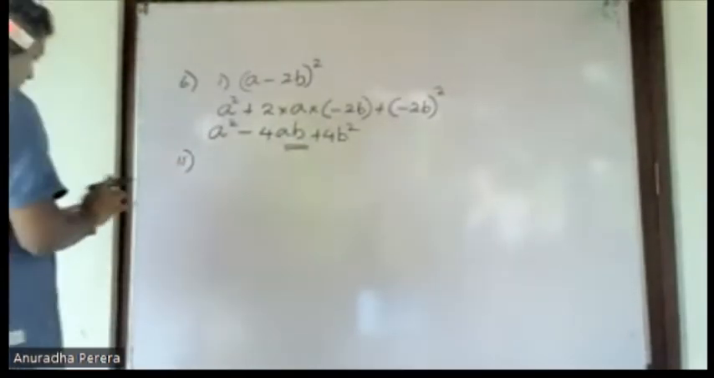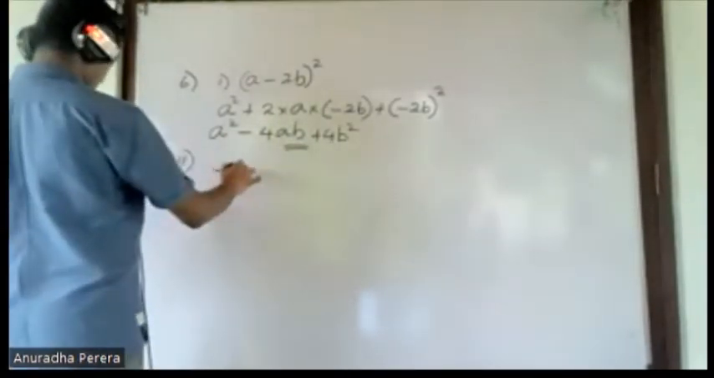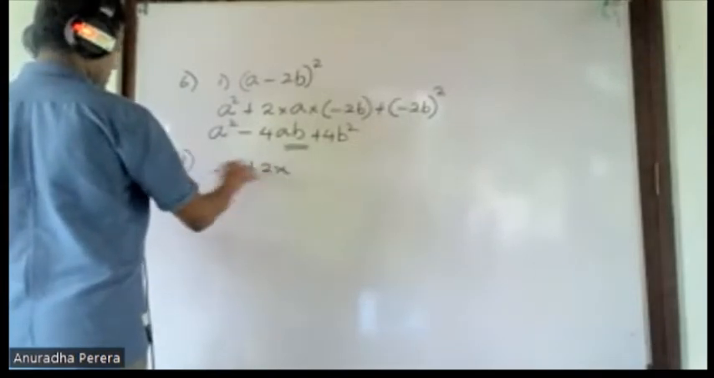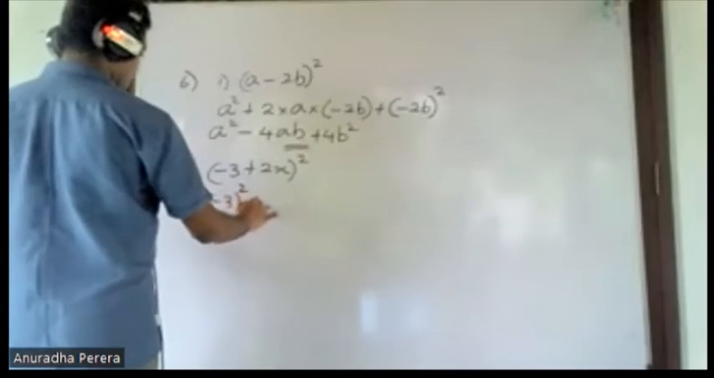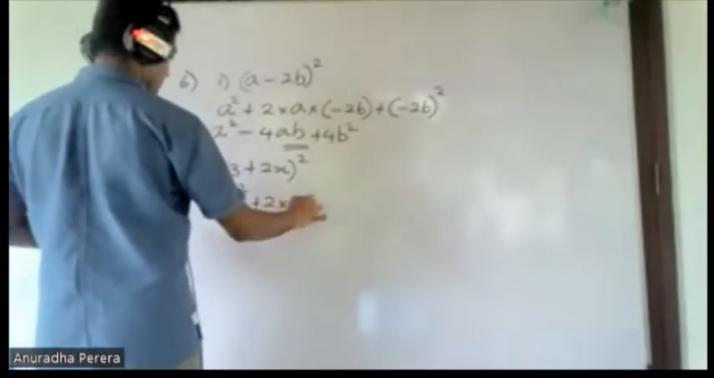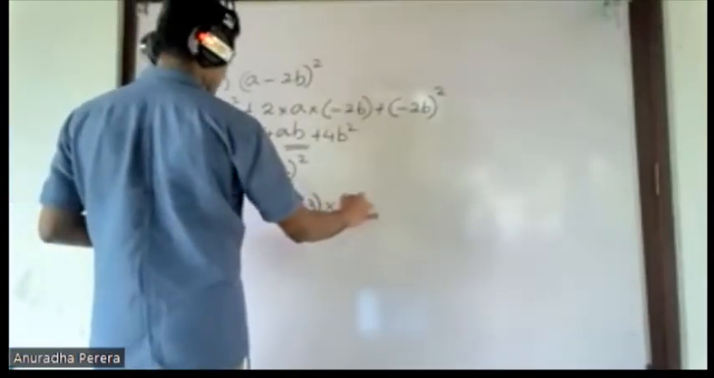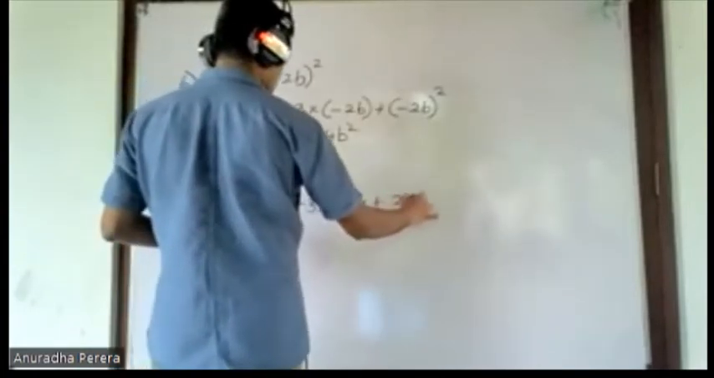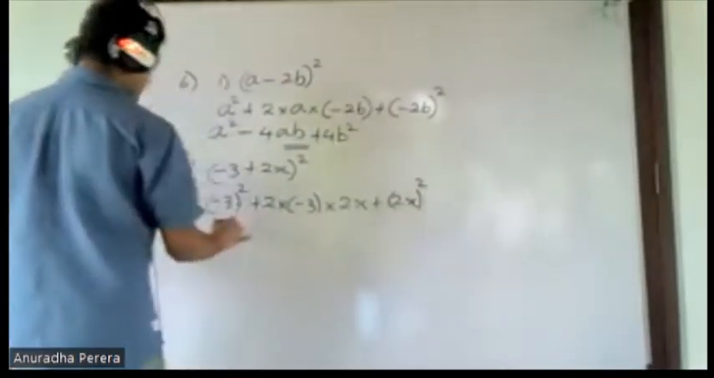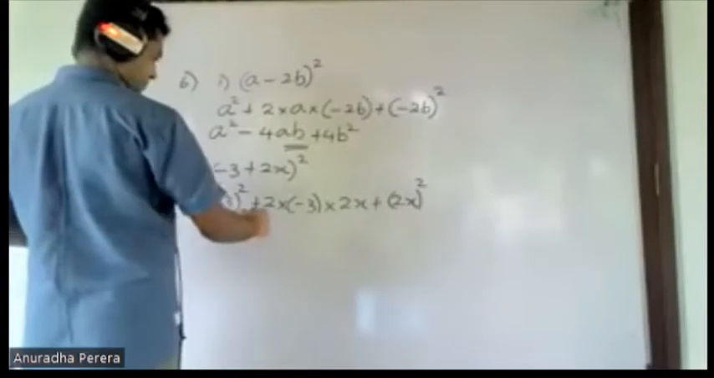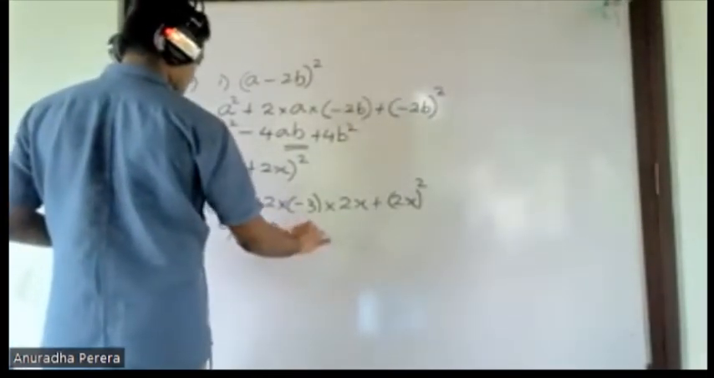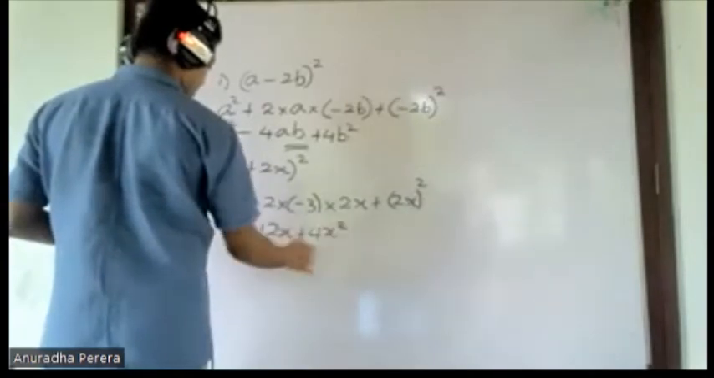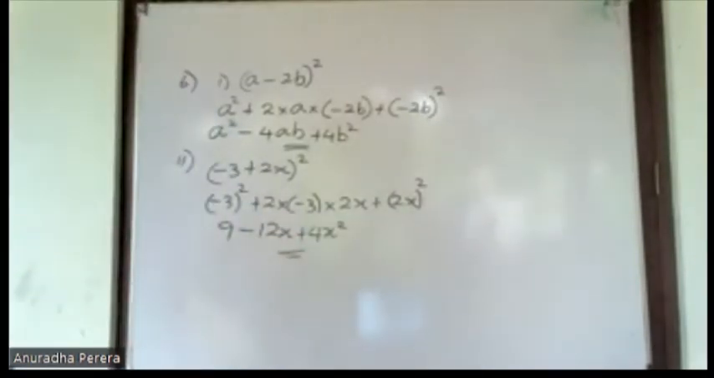Second one, 3 minus 2x squared. Square of the first term, 2 times the product of these two, into 2x, plus 2x squared. 9, 2 into 3, 6, 12, minus 12x plus 4x squared. Yes.